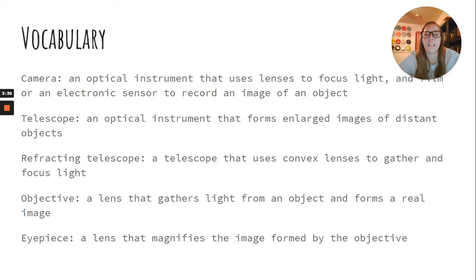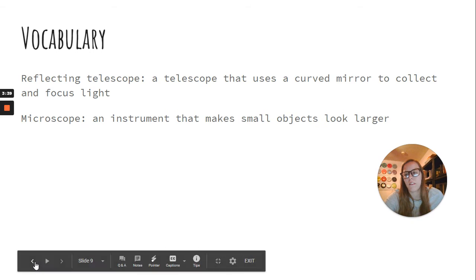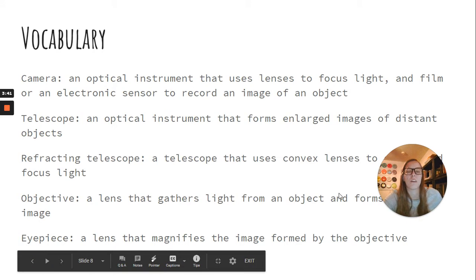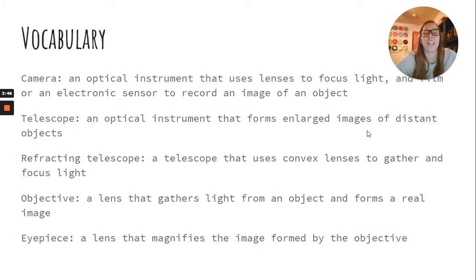Camera is an optical instrument that uses lenses to focus light, and film or an electronic sensor to record an image of an object. A telescope is an optical instrument that forms enlarged images of distant objects. Refracting telescope is a telescope that uses convex lenses to gather and focus light. Objective is a lens that gathers light from an object and forms a real image. Eyepiece, a lens that magnifies the image formed by the objective.